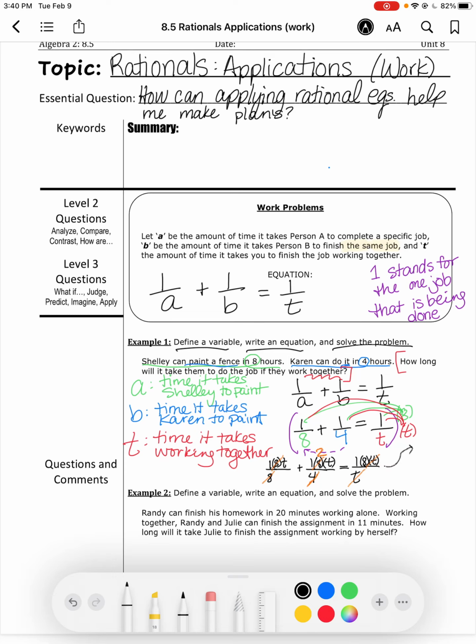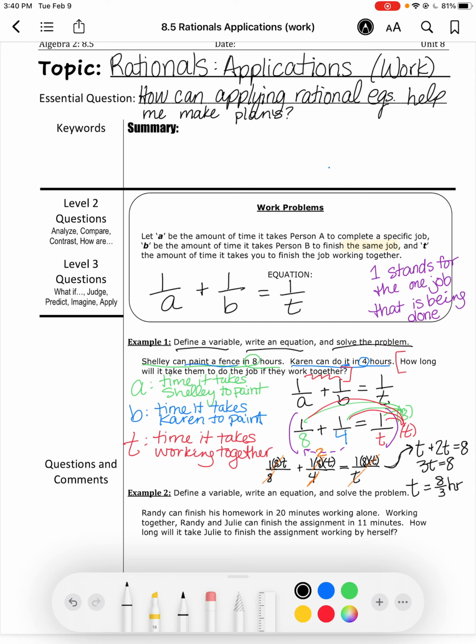Let's move that up. So I'm left over here. 1 times t is just t. And then 2 times t is 2t. And 1 times 8 is just 8. So I have 3t equals 8. So the time it takes them to work together is going to be 8/3 of an hour.